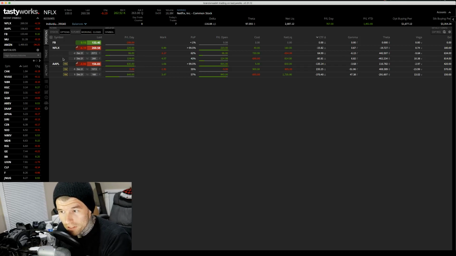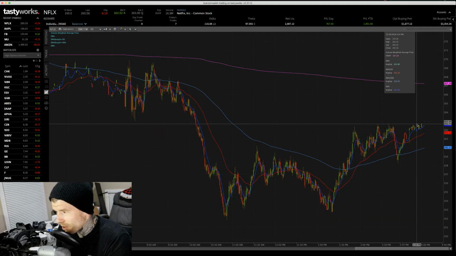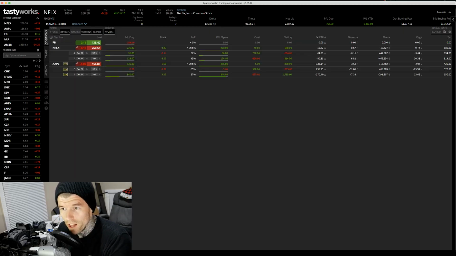And the cool thing about these sells now is, if you just leave it sit and Netflix goes back above 257.50, and if I'm going to let it expire today as a spread, I just leave this position on. I just let it go to expiration. It takes care of itself. I get the premium that I had sold these puts for.